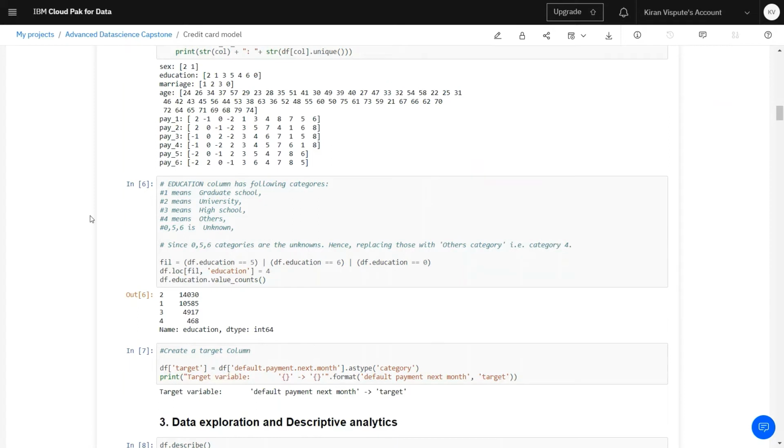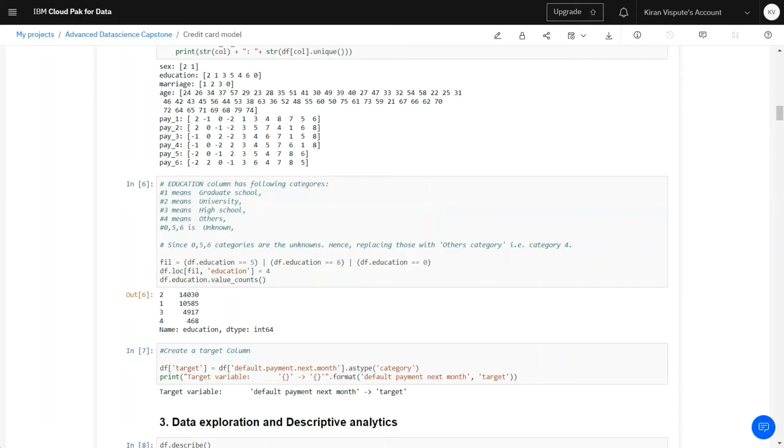Moving ahead, as a part of data cleansing, we'll be cleaning the data to arrive at the most optimum values and eliminating the redundant parts. In case of education, for example, 1 means graduate school, 2 means university, 3 means high school, and 4 means others for which the data is not known to us. And 0, 5, 6 are also values for which we do not have a known value for the data. So we categorize it in the others column.